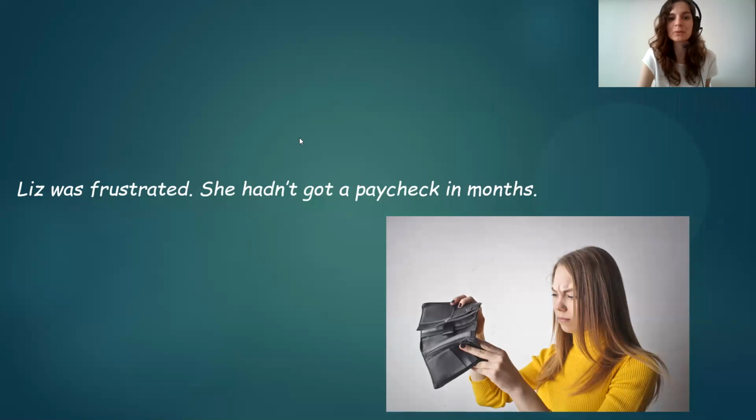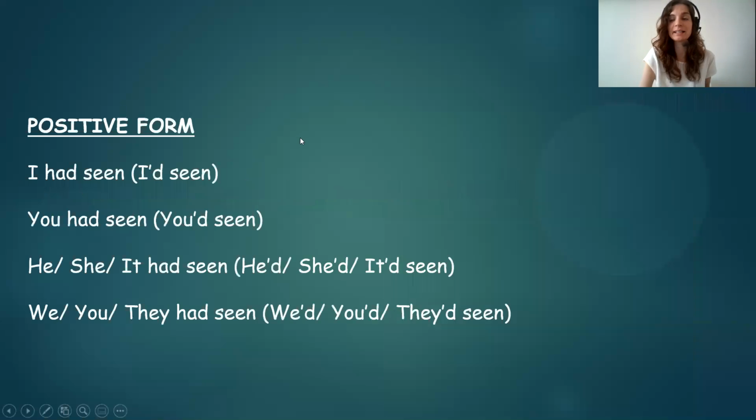So now let's have a look together at its form. As you have probably already noticed, we use had and then the verb in the past participle form, right? So let's have a look at the example with see. As we know, see is an irregular verb, right?